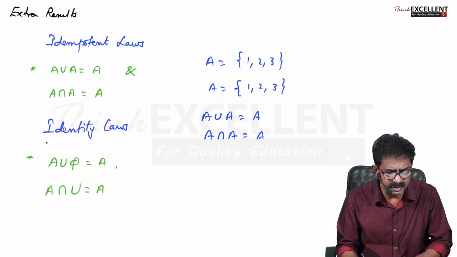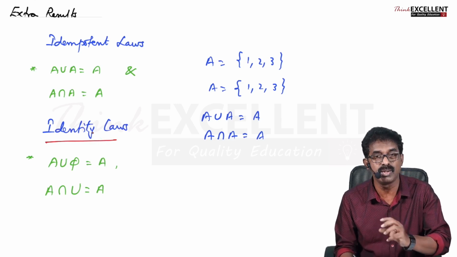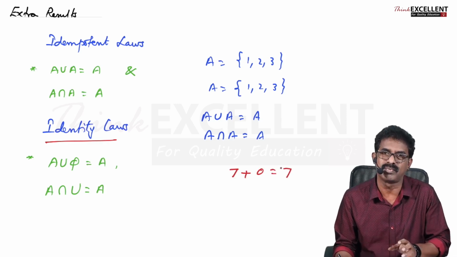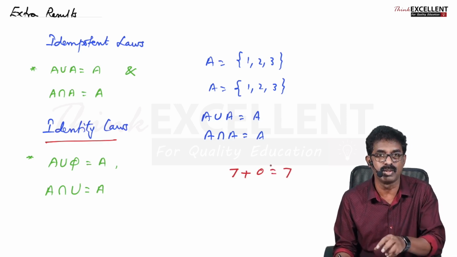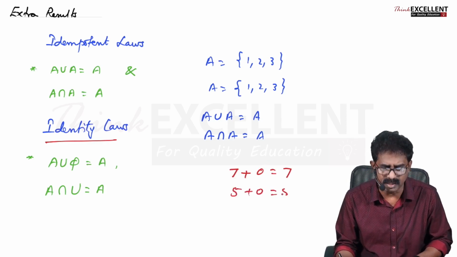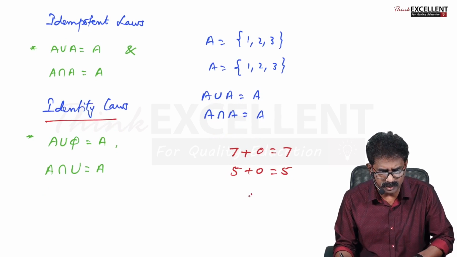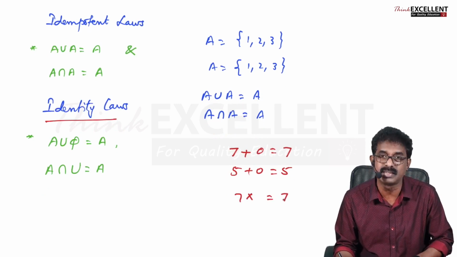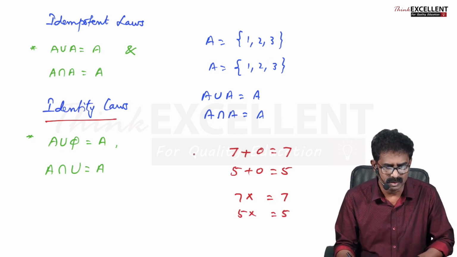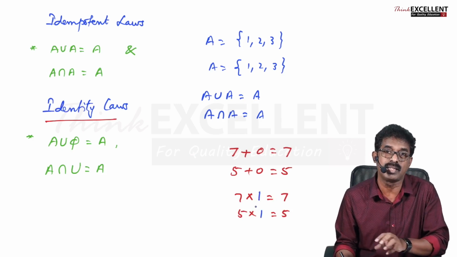Next one is identity law. What is identity? In addition, 0 is the identity element. Why? A number plus 0, your answer is that number itself. Any number you take, any number plus 0, you will get that number only. So 0 won't make any difference, right? 5 plus 0 is 5. So 0 is called the identity element for addition. Same way for multiplication, can you guess, 7 into something, you have to get 7 itself. 5 into something, you have to get 5 itself. Which number? 1, right? So 7 into 1 is 7, 5 into 1 is 5. Such a number we call the identity element.